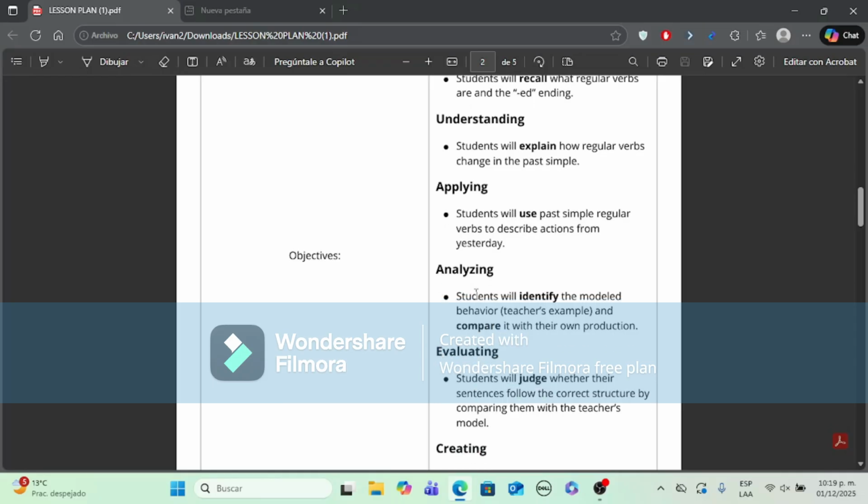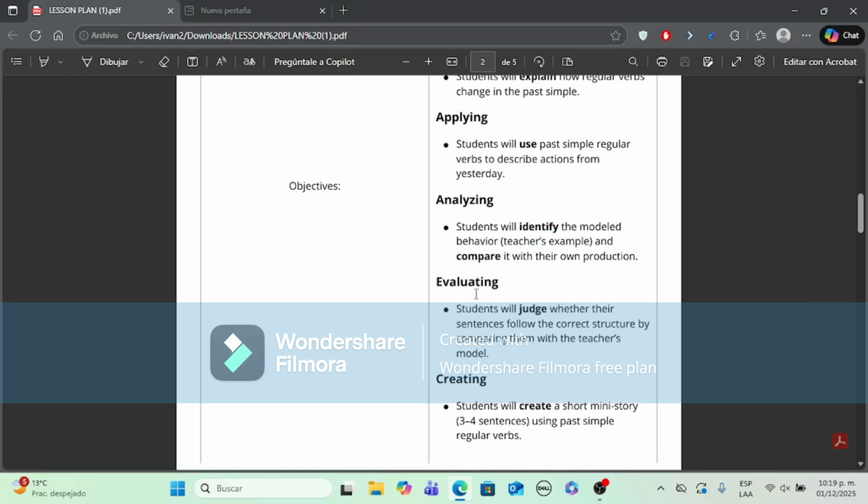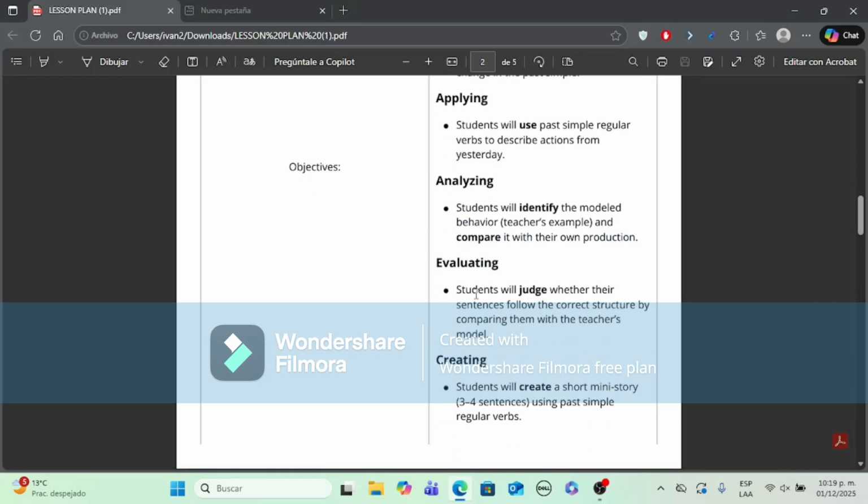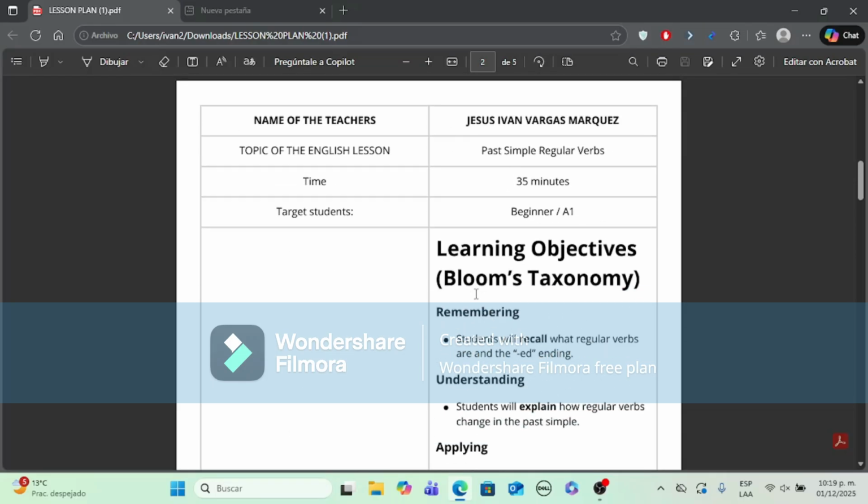This lesson plan is not only meant to teach grammar, it is also designed to show how social learning and observational learning work in the classroom environment. Students will watch, listen, compare, evaluate, and eventually create new language by building on the model I provide. Let me take you through each step of the lesson in detail.